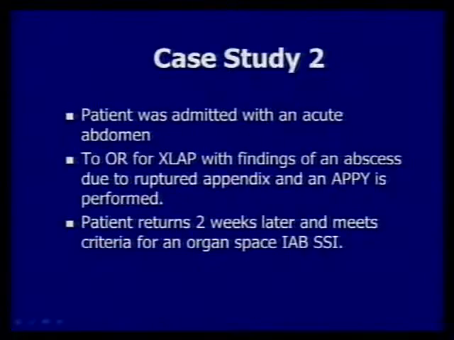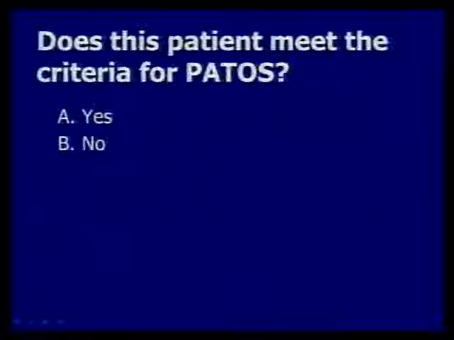So case study 2, we've got a patient admitted with an acute abdomen. They go to the OR for an exploratory lap and find an abscess due to a ruptured appendix, and they perform an appendectomy. The patient returns 2 weeks later and meets criteria for an organ space intra-abdominal SSI. So does this procedure meet the criteria for PATOS, present at time of surgery?